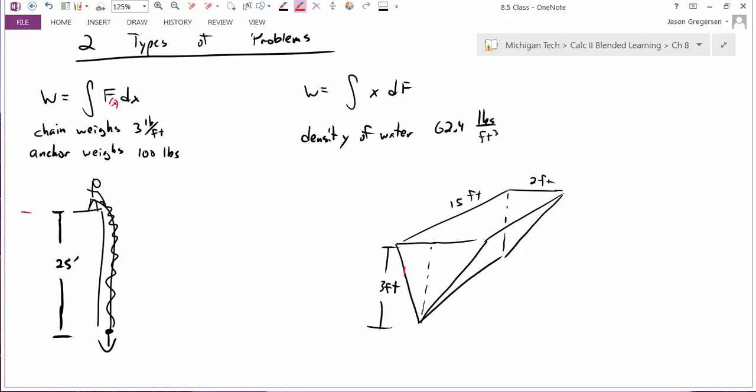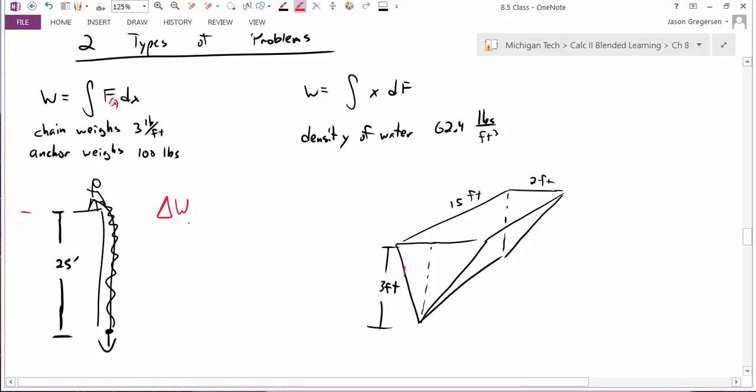Okay. All right, so how do we do this thing here? What I want to do is find the work it takes him to just take this chain and move it one little motion up. All right, so we're going to think about one little slice of the work here.